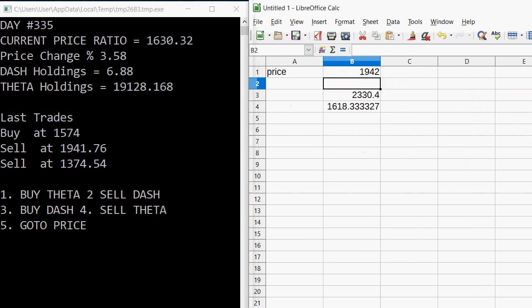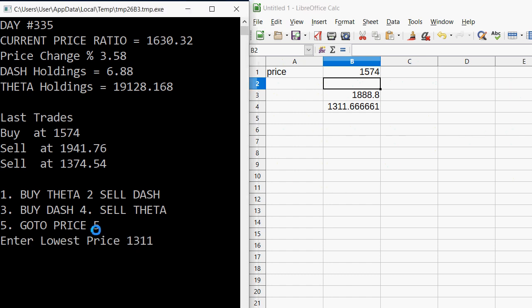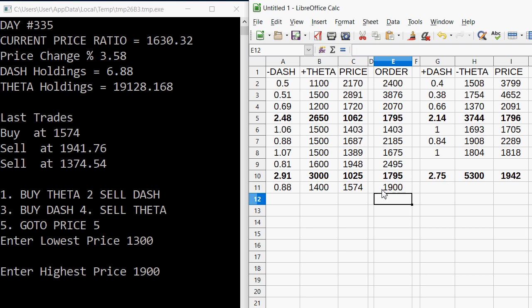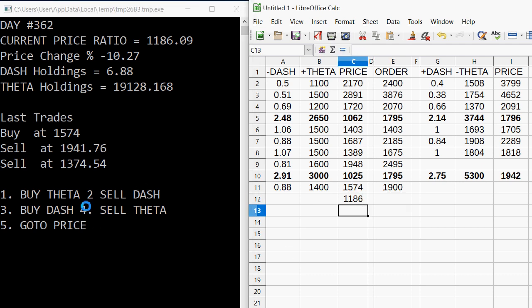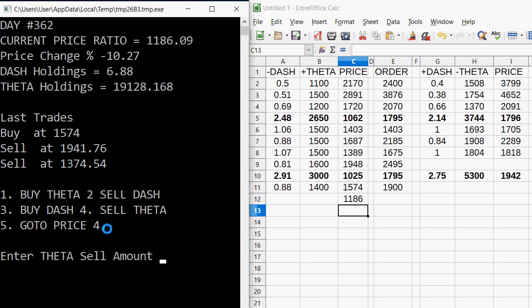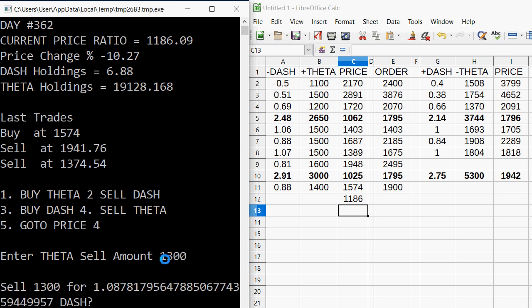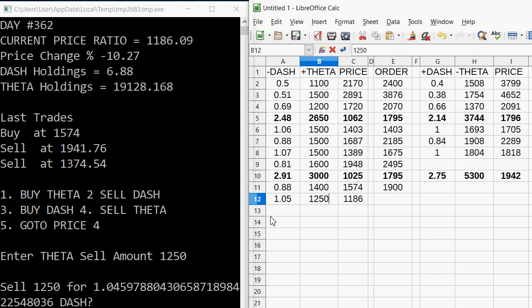And with the last 1574, let's see where we go next here. And it goes down to 1186. Do I do a long-term order here? I'm going to say no. But next leg lower I will. So to sell theta at this price, again, that 10% number did 1400 last time. I think you do less each time, but it should be worth closer to 1, I'm hoping. Let's do 1250 instead. 1.05 for 1250.